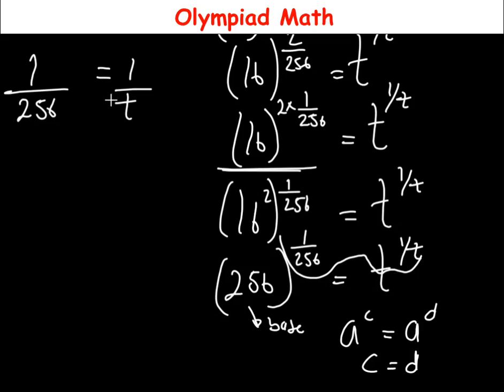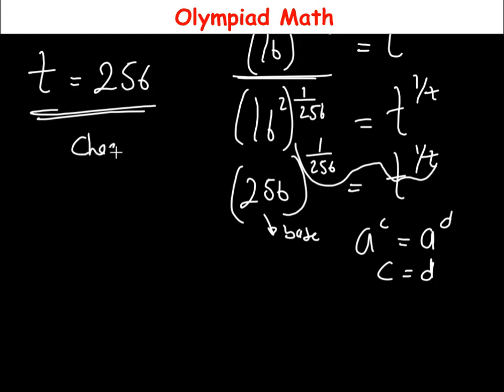At this junction, to then solve for t, simply cross multiply. t times 1 is t, is equal to 256 times 1 is 256. And with this, we've gotten the value of t. But before we go, let's check if the value of t that we got as 256 is truly the correct value for the equation.